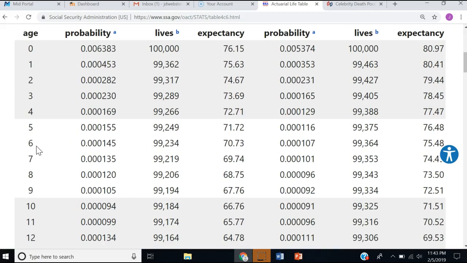Because if you get to age 6, the life expectancy is 70.73 additional years. Okay, so if you add up 6 plus that, 76.73, you have a slightly higher life expectancy the longer you live. All right, because obviously you didn't get killed in these groups.